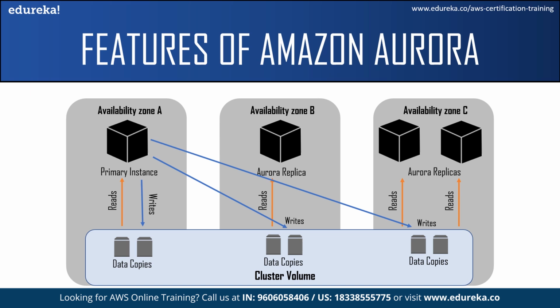Now, there are 2 types of DB instances that make up an Aurora DB cluster. First, we have the primary DB instance, which supports read and write operations and performs all the data modification to the cluster volume. Each Aurora DB cluster has one primary DB instance. In the diagram, availability zone A has the primary DB instance. Second, we have the Aurora replica. This connects to the same storage volume as the primary DB instance and supports only the read operation. Each Aurora DB cluster can have up to 15 Aurora replicas in addition to the primary DB instance. You can see availability zone B and availability zone C have the Aurora replicas.